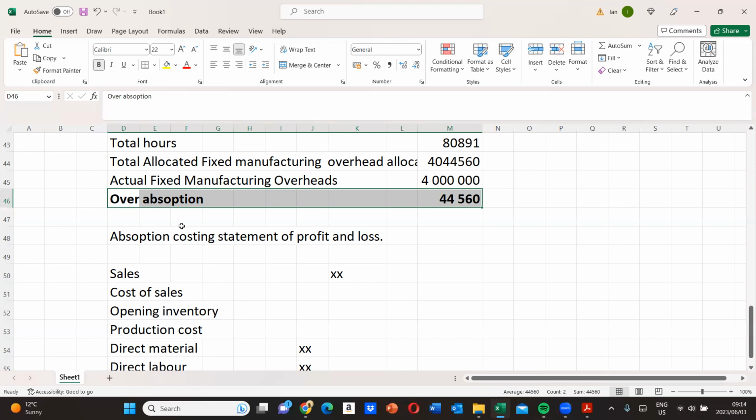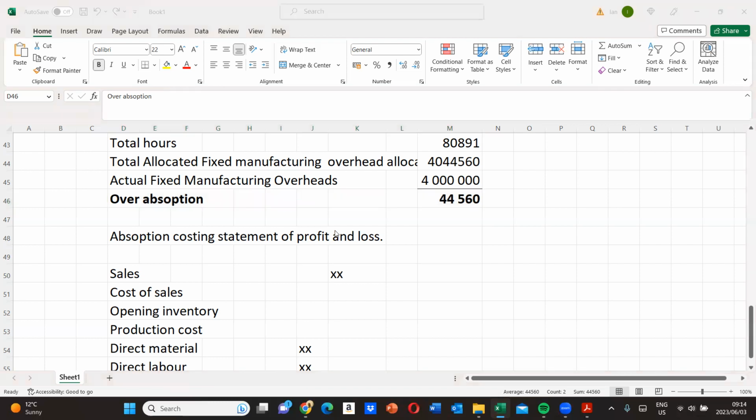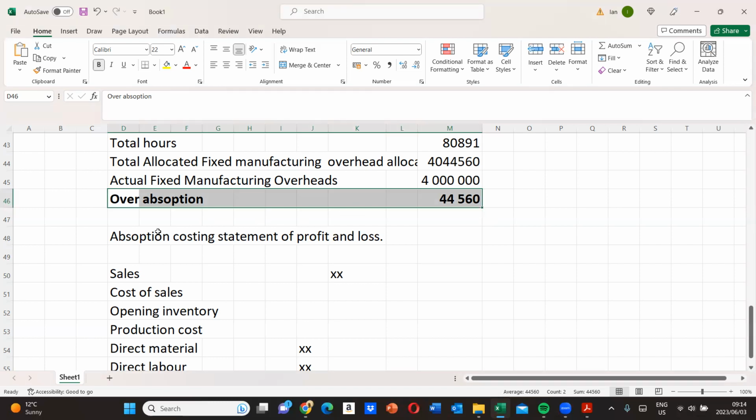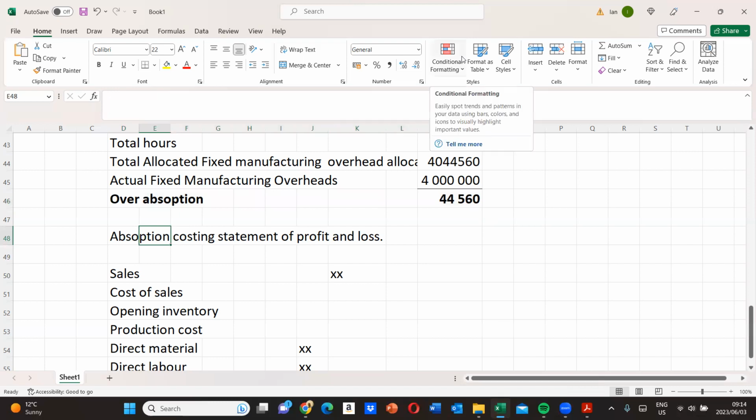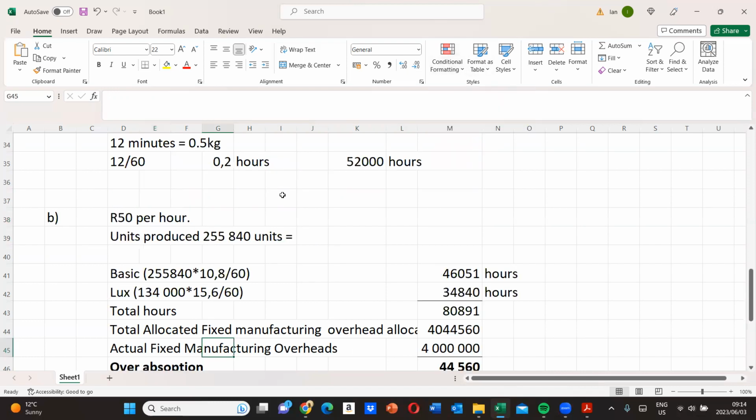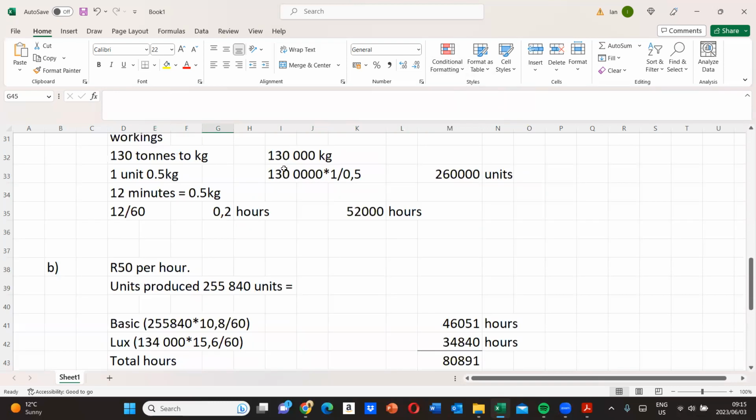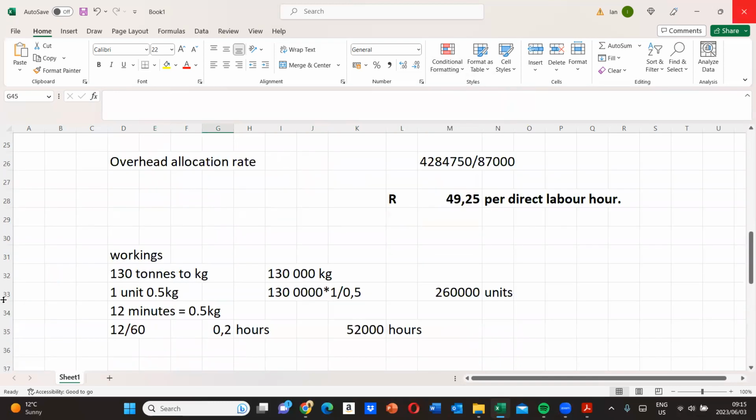Ian? Yes, ma'am. As I understand this fixed manufacturing overhead, we do the calculation. I thought we always use the budgeted figures. Okay, but now you're actually using the actual figures. So that is a little confusing for me.